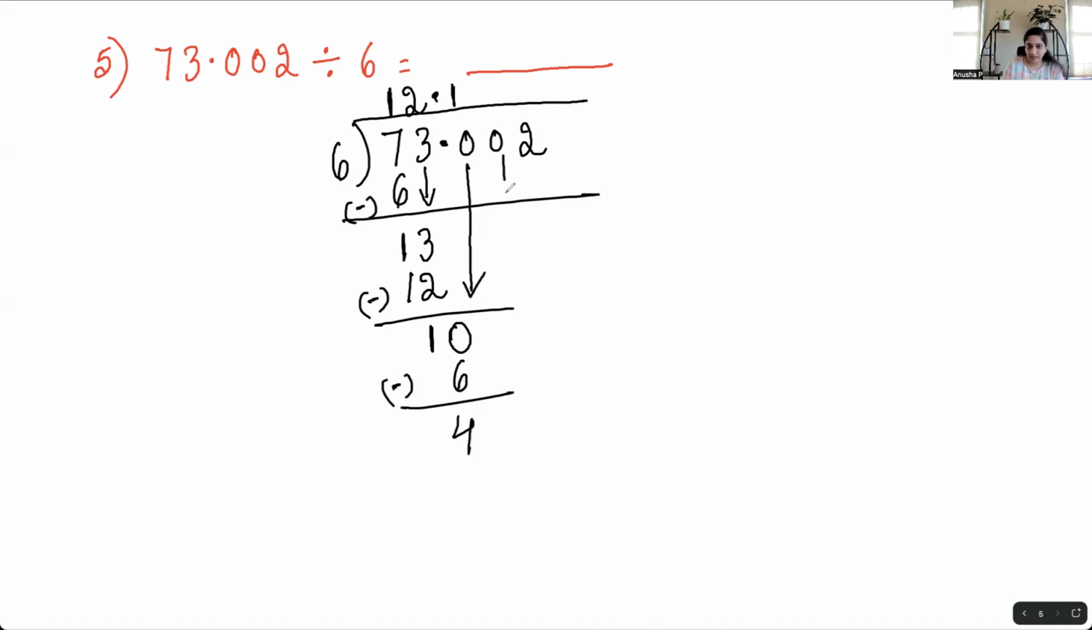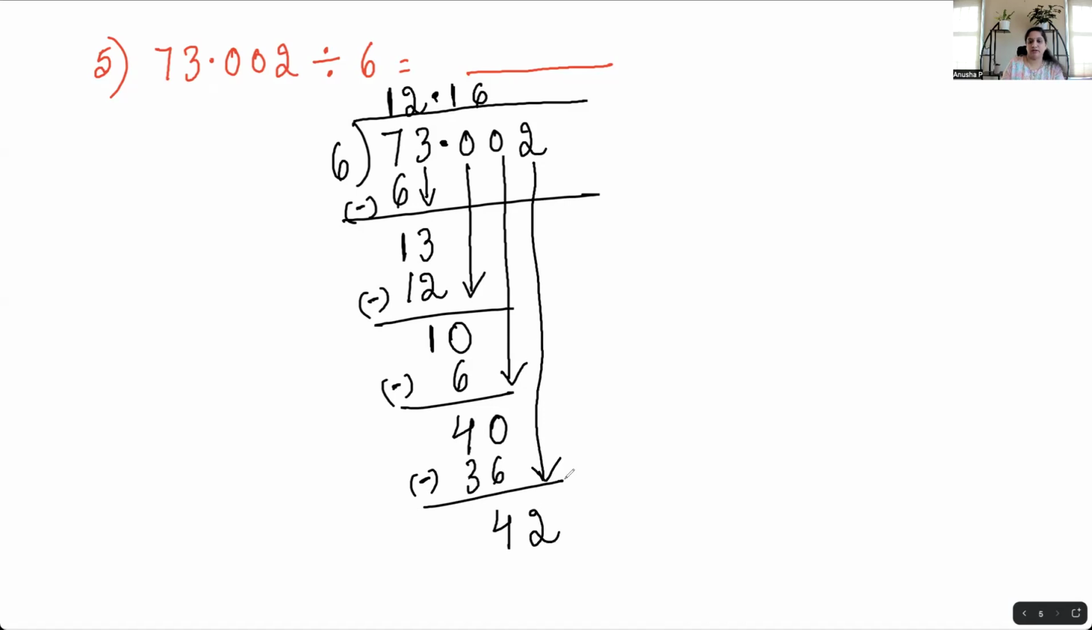Then we are bringing another number down, which is 0. 6 times 6 is 36. So 40 minus 36 is again 4. And then we will bring the 2 down. So now 6 times how much is 42? 6 times 7 is 42. And then the remainder is 0. The remainder is 0. So the answer will be 12.167. 12.167 is called the coefficient.